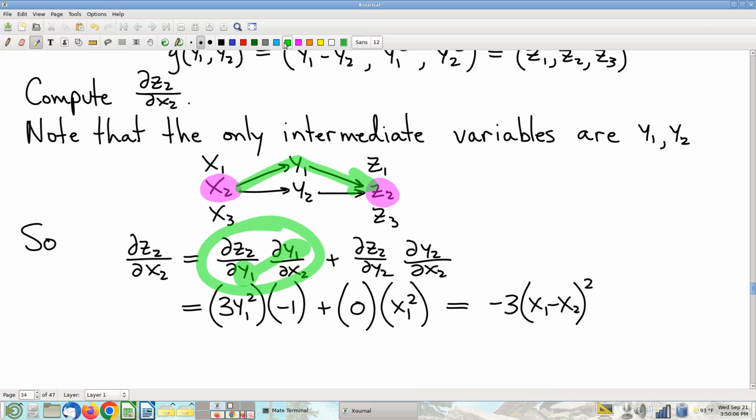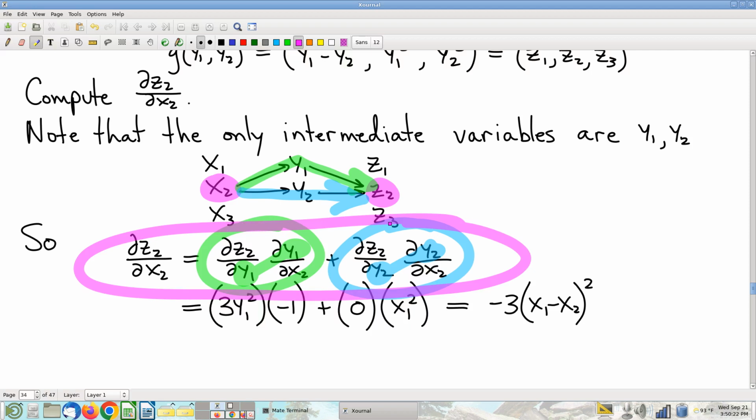Then we have a y2 path, y2 being the intermediate variable, and we get a y2 term in our chain rule. And so altogether, the partial of z2 with respect to x2, there it is. Now, if you were to take the matrix point of view on this, then you'd have a matrix representing the g function, and then you'd have a matrix representing the f function. Each would have 6 elements, and you'd have to multiply, and then you get a bunch of stuff you don't need.